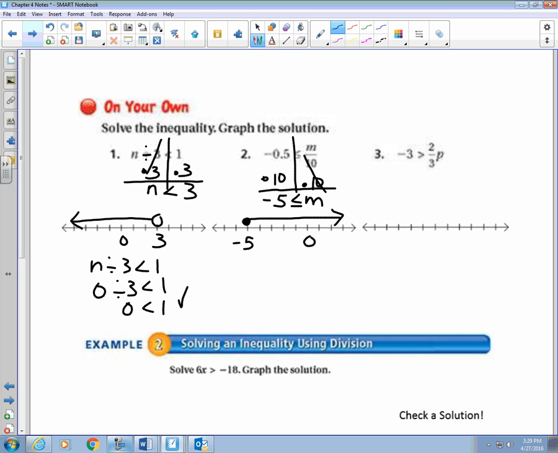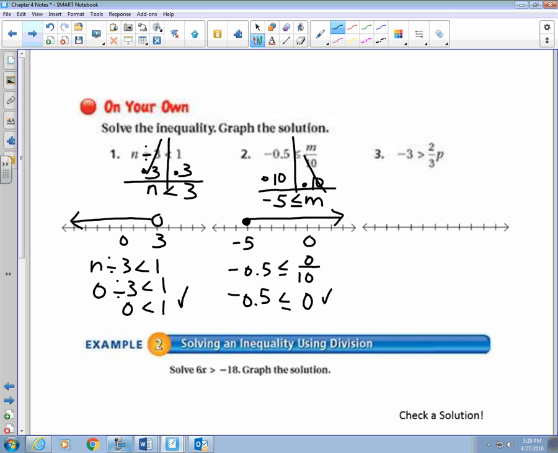And if you want to go ahead and pick any number to the right of the negative 5 and check it to make sure that it works, then you can go ahead and do that. So let's just take 0 again. So I get negative 0.5 less than or equal to 0 over 10. Well, 0 over 10 is just 0. The negative 0.5 stays. So now I have negative 0.5 is less than or equal to 0. Well, any negative number is less than 0, so that must be true.